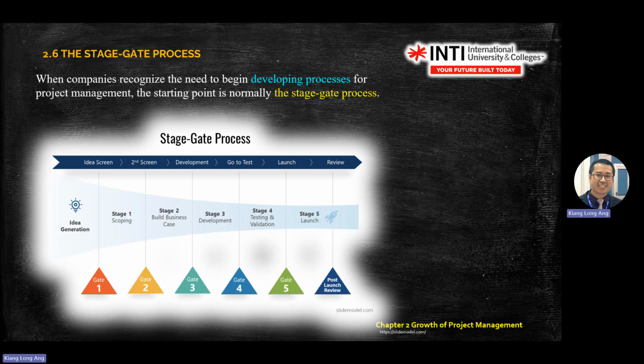What is the stage gate process? From the name itself, one gate controls one stage. You open the gate, you flow to the next stage. Gate is a decision point. Again, maybe you forget already, there are 4 types of decision. Very important as a project manager. You have 4 types of decision you need to make.